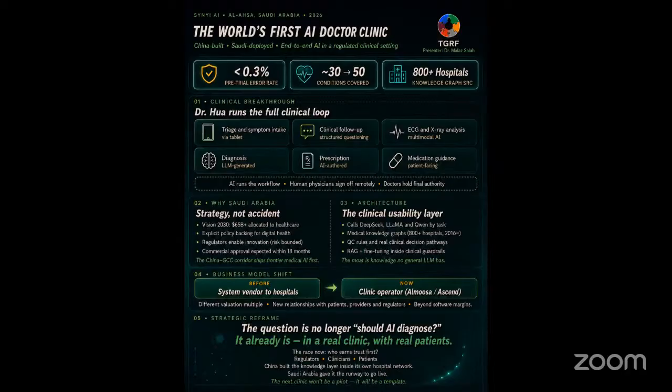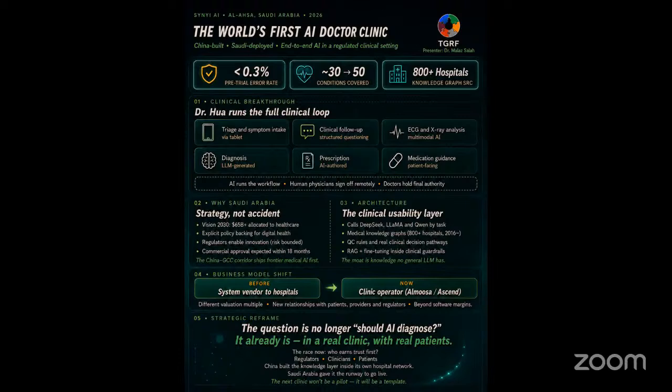So let me start with a simple scenario. Imagine a patient walking into a clinic with cough, shortness of breath, and chest discomfort. Usually, we imagine that the first clinical conversation begins with the nurse or physician. But in this case, the first interaction begins with an AI doctor. The patient enters symptoms through a digital interface. The AI asks follow-up clinical questions, reviews available clinical data, suggests a diagnosis, prepares a treatment plan, and then a human physician reviews and gives the final approval remotely.